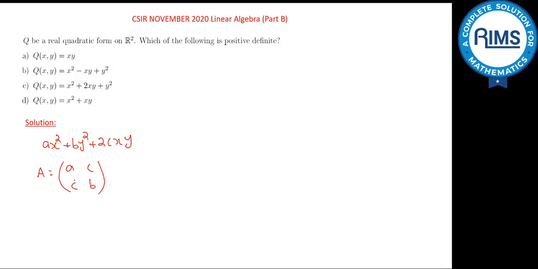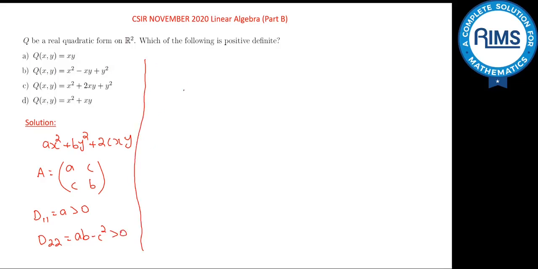What are the leading principal minors of this matrix? The leading principal minor of order 1, that is D11, equal to the first entry, that is A, and the leading principal minor of order 2 is D22, which is equal to the determinant of the given matrix, that is AB minus C square. If both these leading principal minors are greater than 0, then the given quadratic form is positive definite.